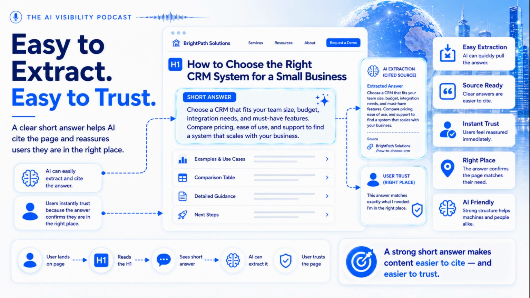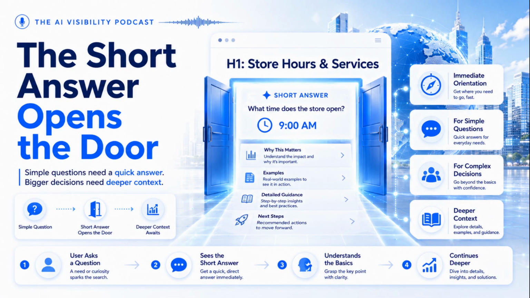So by making it easy to extract, we drastically increase the chances of the AI actually using our page as its source. Yes, exactly. But what about the human reader? I mean, do they just read those 3 sentences and leave? Actually, providing that immediate answer builds instant trust. Schneppat argues that it reassures the user they are in the exact right place. That makes sense. Sure, if the question is what time does the store open, a short answer is all they need. But complex topics, business decisions, or expensive services, those always require deeper context.